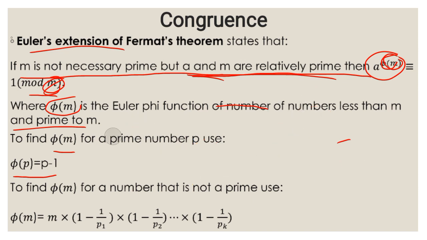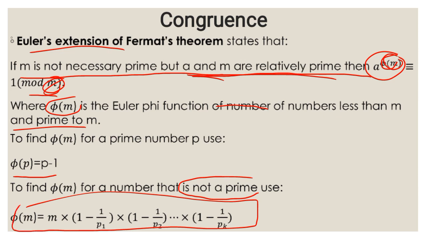Supposing it's not a prime number, you want to get the Euler phi function when it's not a prime number. You use this formula here. It's simply saying M times 1 minus 1 over the first prime, times 1 minus 1 over the second prime. You keep multiplying, so there's a multiplication sign missing here, until you get to the last of the primes. So that's the formula when it is not a prime, and when it is a prime, you use the earlier one.